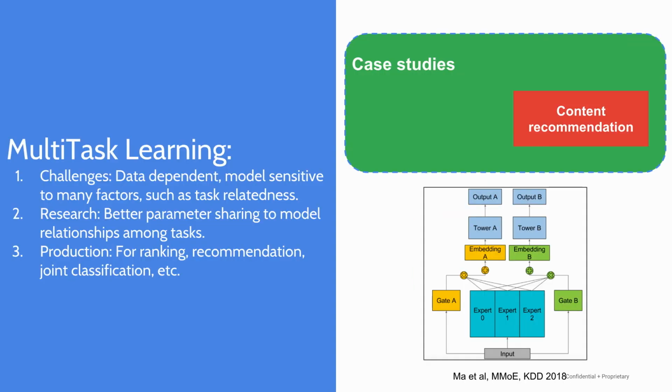To sum up the multitask learning part, the existing work on multitask learning faces many challenges. For example, it is quite data dependent, and different model architectures, even MMOE, are still quite sensitive to task relatedness, the distribution of the training data, as well as the task labels. We've been doing research on how to do better parameter sharing to model these task relations and conflicts. Of course, multitask learning is quite important and has been used in multiple Google productions for ranking, recommendation, or any type of general joint classification or prediction problem.